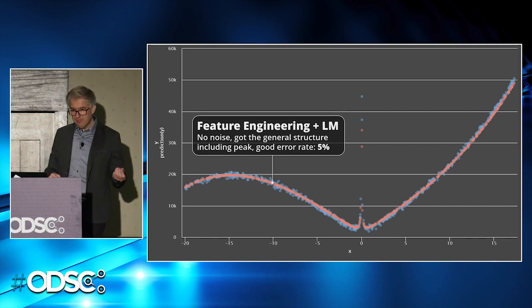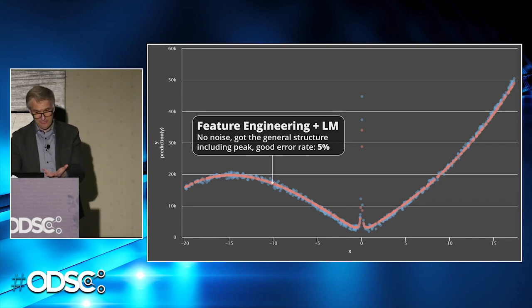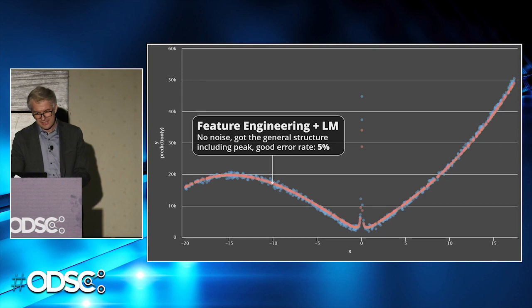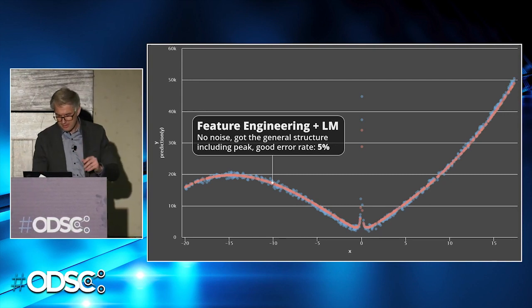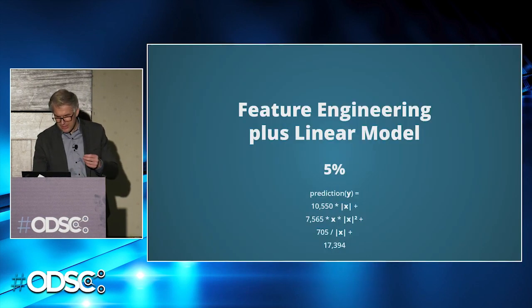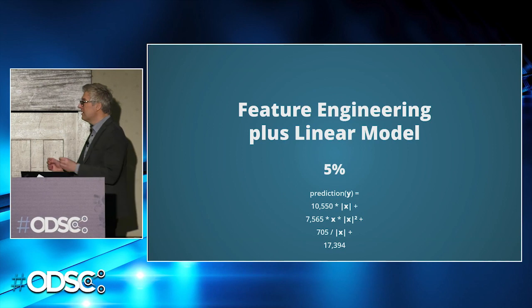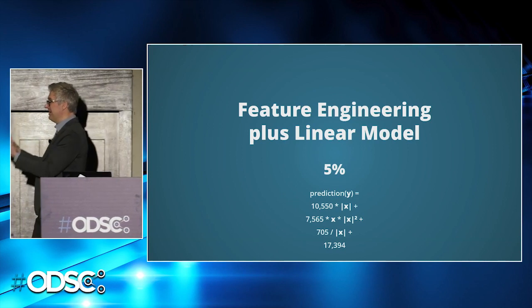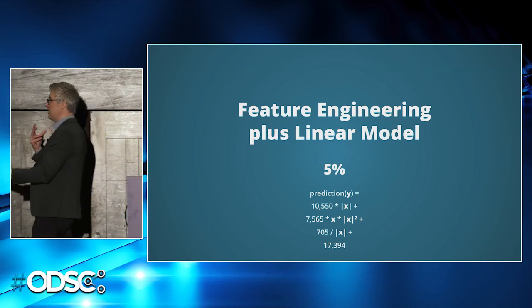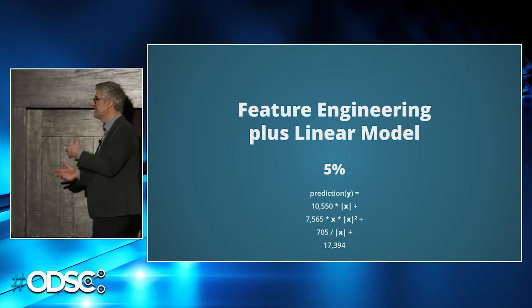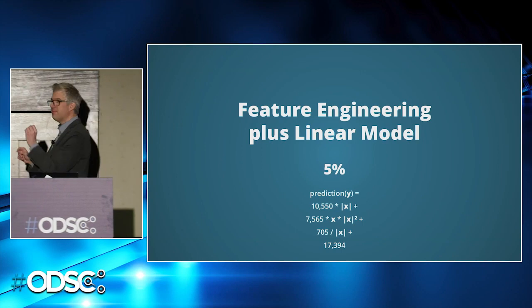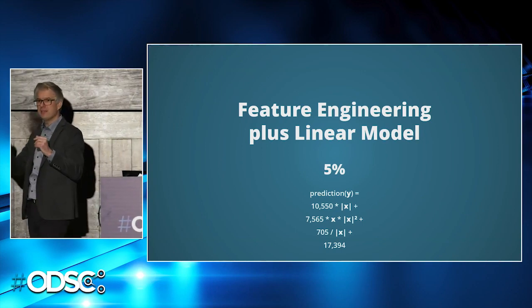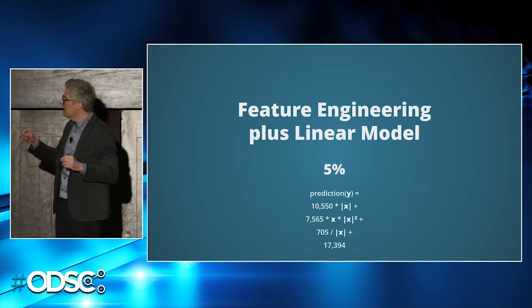And it's supposed to be simple because it's linear, and the error rate is only 5%. And I would claim, I didn't do the test, but it's probably the same error rate. It's probably not statistically significant, the difference between those two, GBT and this one here. So that looks pretty good, but just look at the model. I can look at this thing, I can understand that. It's 10,000 times absolute value of x, and then 7,500 times x, and then absolute value squared, and then 705 divided by absolute value of x. This, by the way, explains the peak at the center.